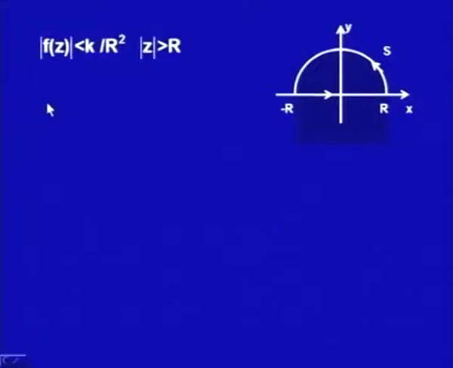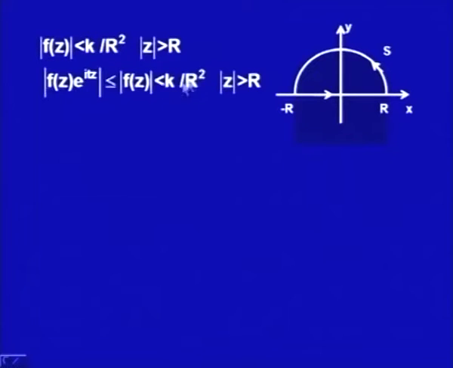So, as in the previous case, here also we had obtained that the absolute value of f z is bounded above by k upon r square, and the integrand f z e to the power i t z is completely bounded by the absolute value of f z, which is bounded by k by r square. So, now what we have got? We have got this result that the absolute value of f z e to the power i t z is less than or equal to the absolute value of f z, which is bounded above by k by r square for mod z greater than or equal to r, you could say.